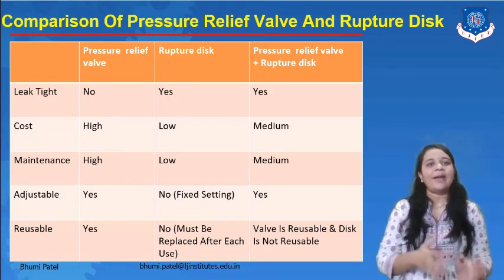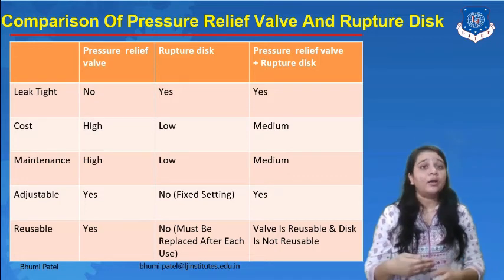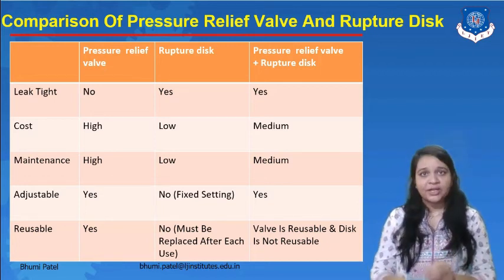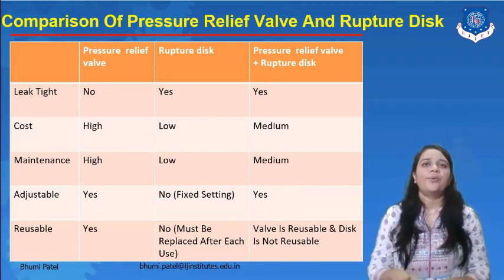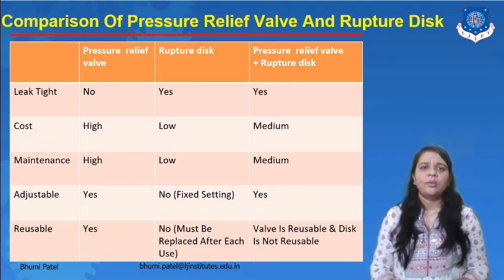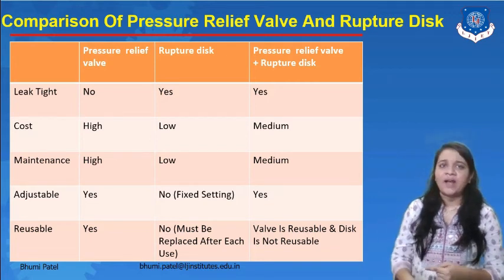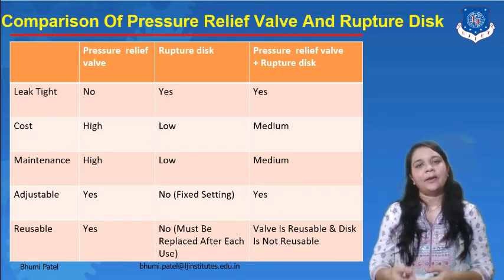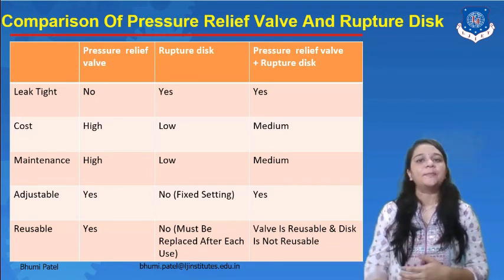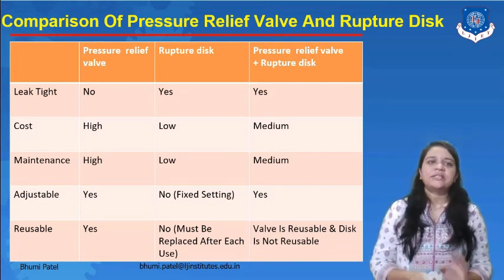Now the maintenance of the pressure relief valve is high because we use multiple components in the same relief valve. Whenever we install a rupture disc in the control valve, we just put a rupture disc on the upper side of the control valve. So the maintenance is low, but the main thing is that whenever we reuse this type of control valve, every time we must replace the rupture disc. So whenever we use a pressure relief valve and rupture disc in the same control valve, the maintenance is medium because of the pressure relief valve.